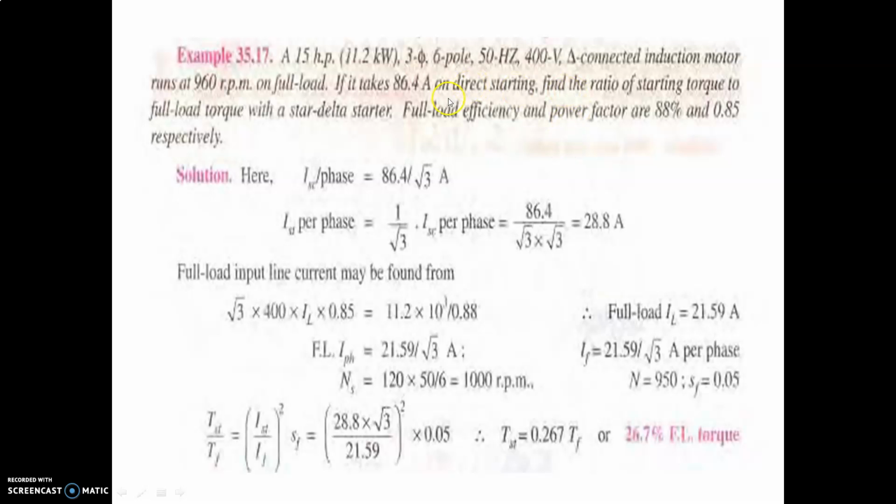So what is asked in the problem is: find the ratio of starting torque to full load torque. What is the ratio? It is 0.267, or it is 26.7%. Okay.